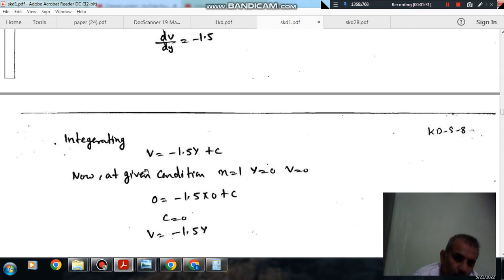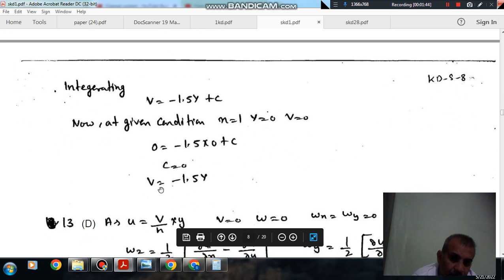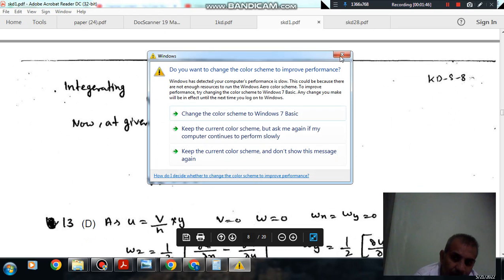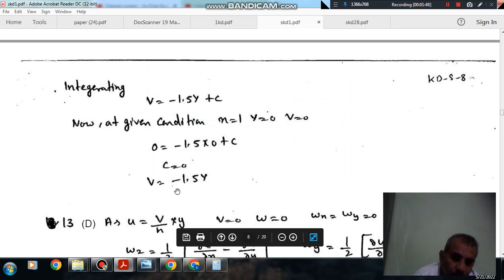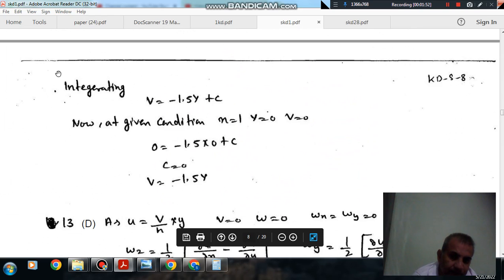So this constant c can be found out by using the velocity 0 at x equal to 1, y equal to 0. So c comes out as 0, which means v is minus 1.5y. So the answer is minus 1.5y, option D is the right answer.